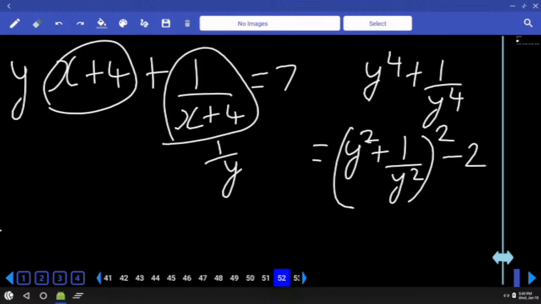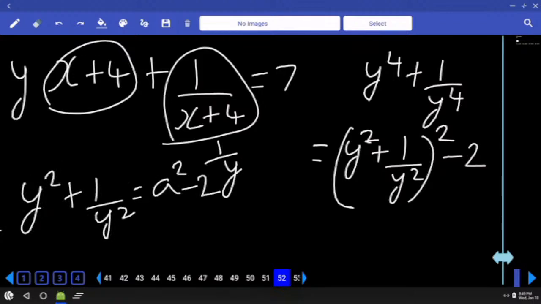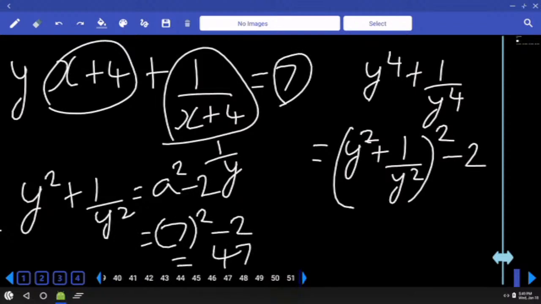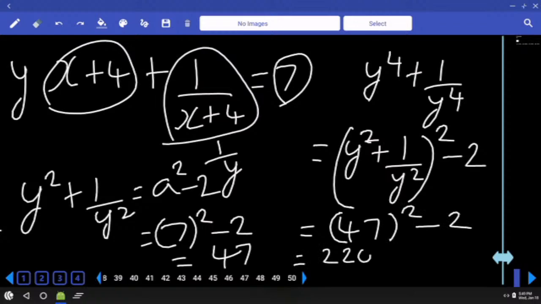Now first of all, we need to find what is y square plus 1 by y square. y square plus 1 by y square equal to what? a square minus 2. In place of a, what is there? 7 square minus 2. 49 minus 2 is what? Now here 47 whole square minus 2, which is 2209 minus 2, which is equals to what? 2207. This is your answer. 2207 is your answer. Is it clear or not?